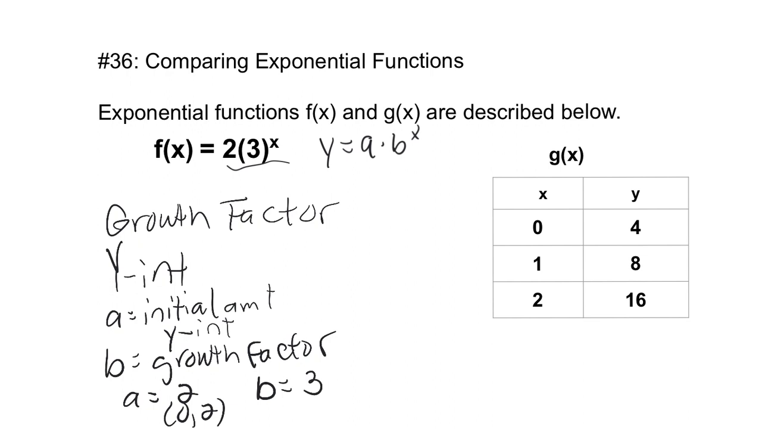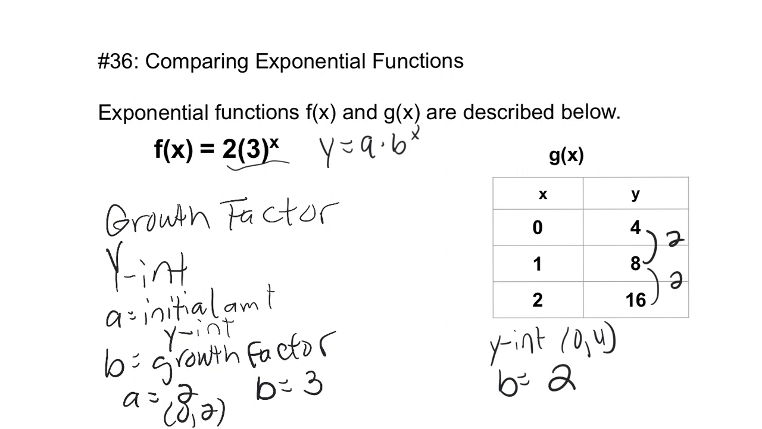In the table, (0, 4) is our y-intercept. So we know that our y-intercept is (0, 4). Now let's find our growth factor. To find our growth factor, we're going to take 8 and divide it by 4, and we get 2. And of course, 16 divided by 8 is also 2. So our b, or our growth factor, is 2.